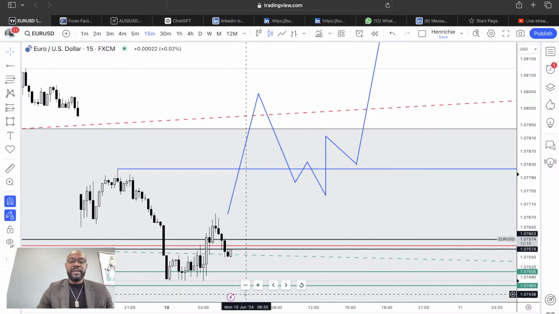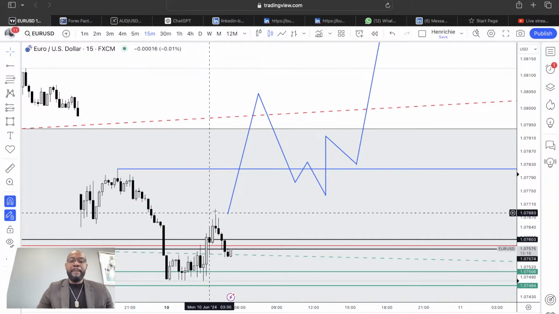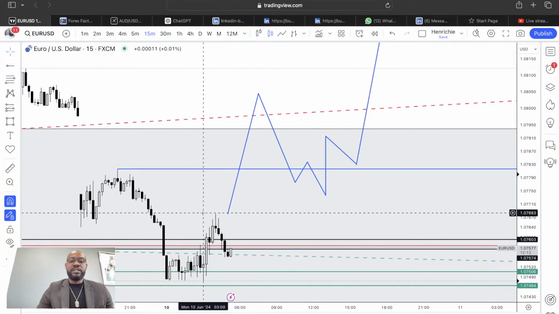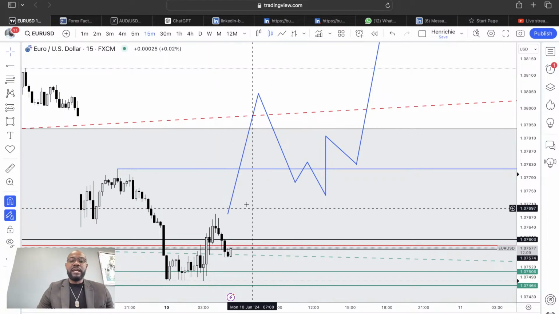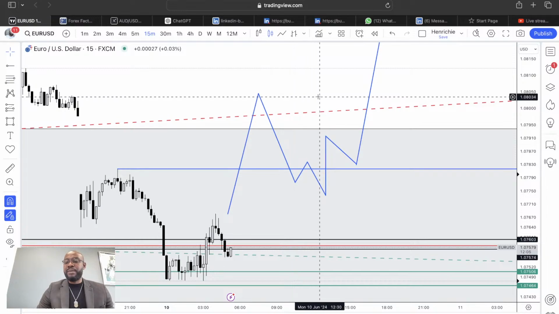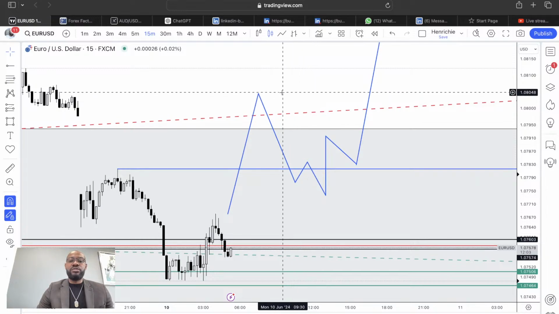The next thing I'll be anticipating to see would be a run on buy side. And if we do see a run on buy side, break of structure, and price closes above this key level, then I'll most likely be looking for a retest to buy and potential continuation to the upside. So that is my analysis on Euro US dollar.